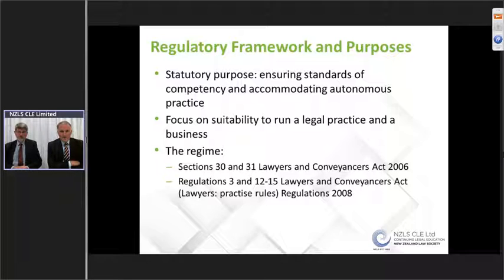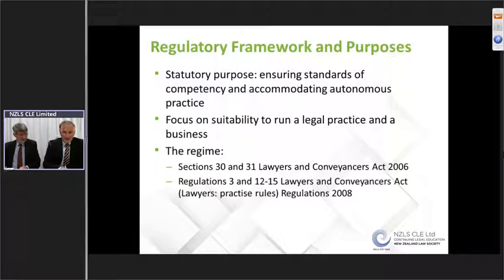Therefore, you're already familiar with some of the concepts that we will be interested in today, and in particular the standard of fit and proper person. However, it's important to understanding the practicing on own account regime that it has a separate focus, an additional focus to the fit and proper person standard, and that is embraced in the concept of suitability.